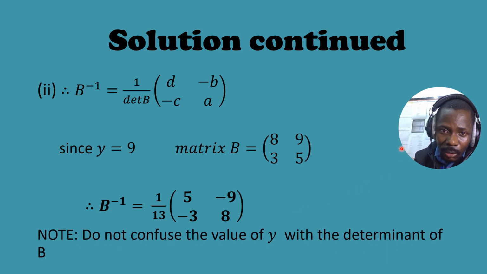So take note, do not confuse the value of y with the determinant of B. The value of y we found was 9, so don't express this as 1 over 9. No. The determinant has been found as 13 and the value of y has been found as 9. So the two should be treated separately. All right. We proceed.